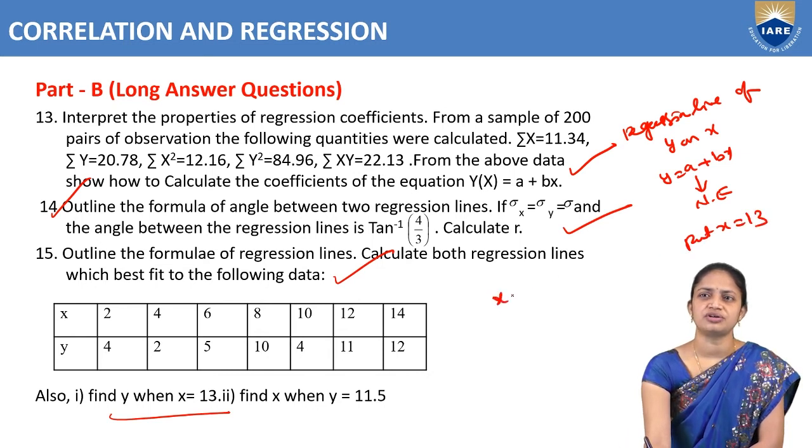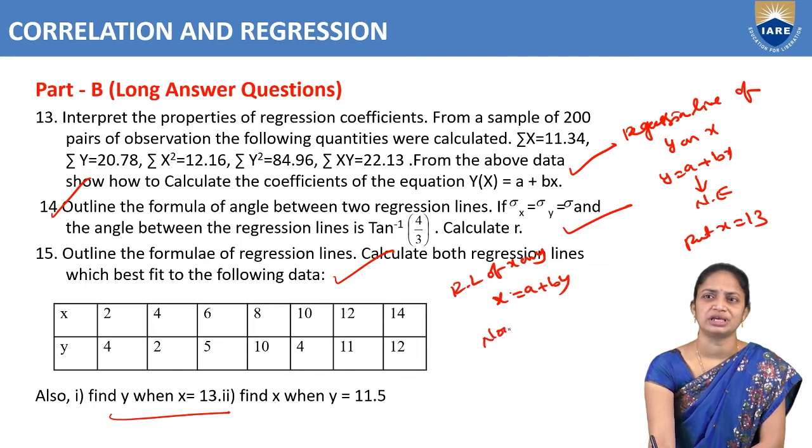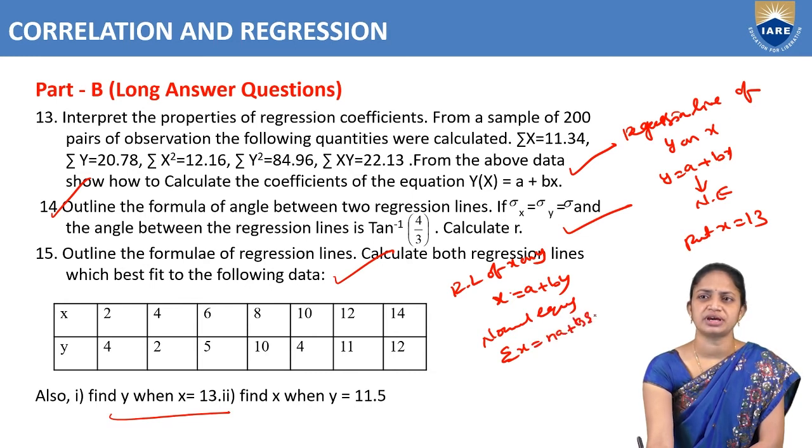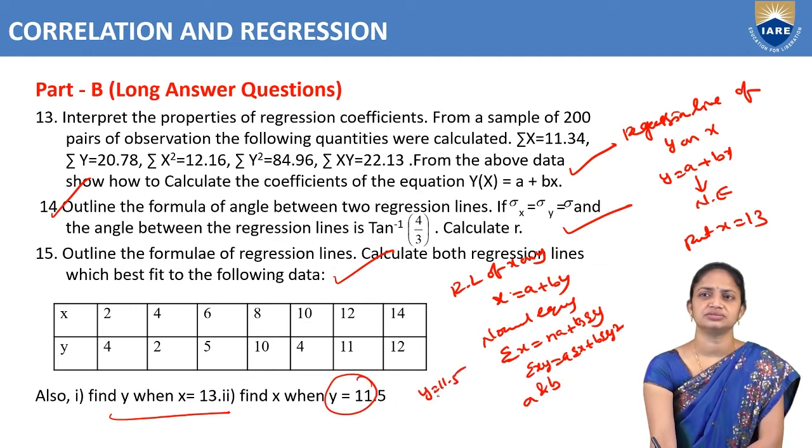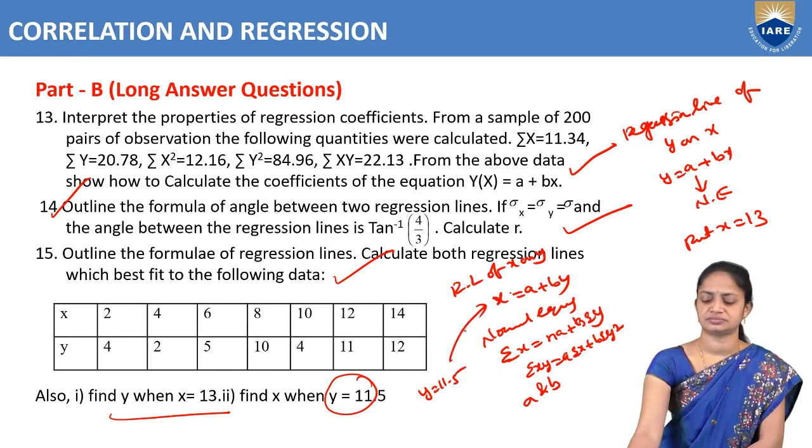Then x on y. So the regression line of x on y, that is x equal to a plus by. Here the normal equations are: summation x equal to na plus b into summation y, summation xy equal to a into summation x plus b into summation y square. So, most important question. After solving for a and b, we have to substitute y equal to 11.5 in this equation.